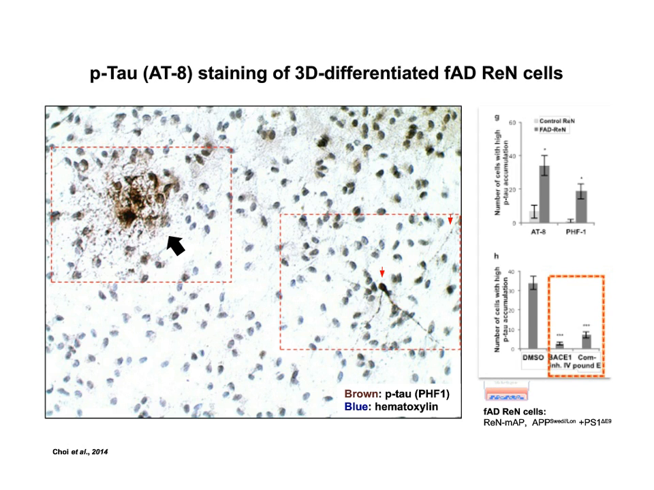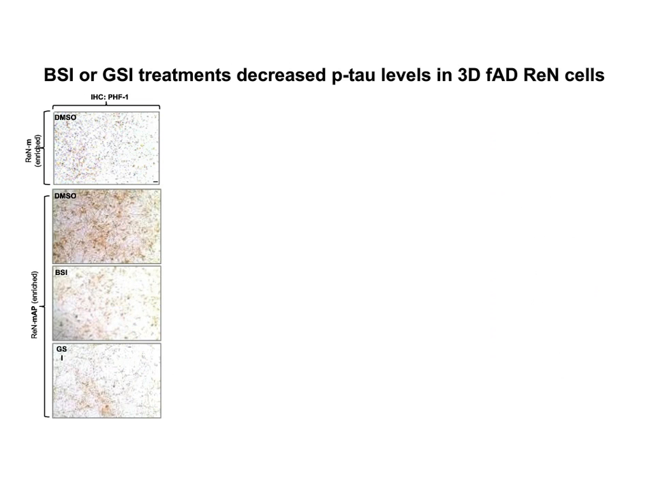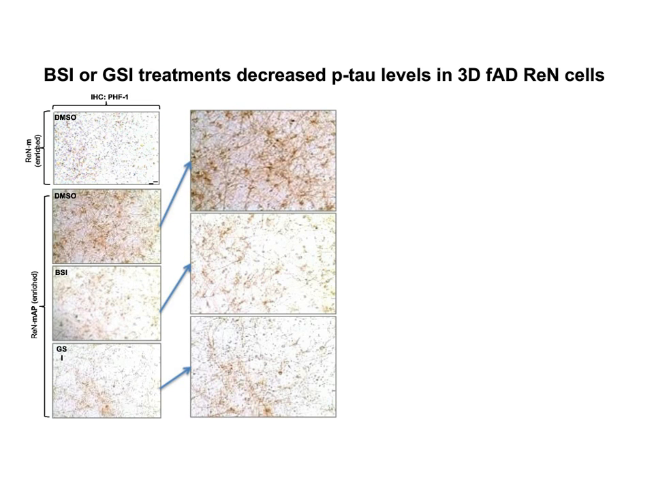The same is true for the more robust FAD lines we have, and you can appreciate the brown is phospho-tau staining. You can see there is a robust increase of phospho-tau staining in AD cells as compared to control, and we treated for 3 weeks with the beta secretase inhibitor and gamma secretase inhibitor. You can appreciate that these neurite phospho-tau stainings are significantly decreased.